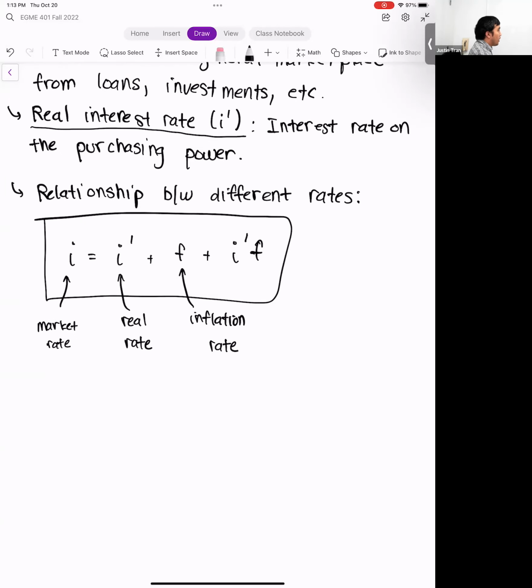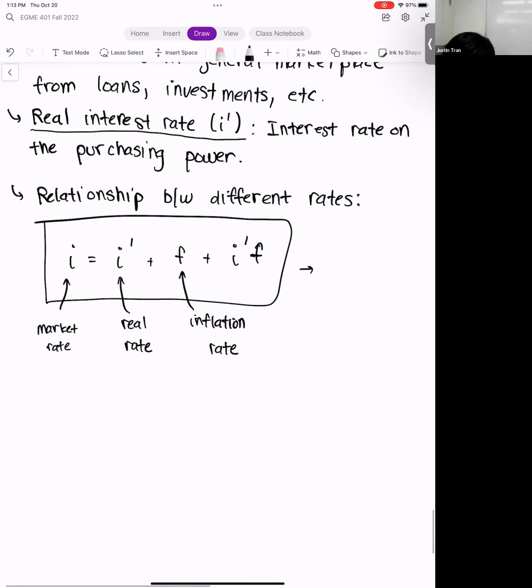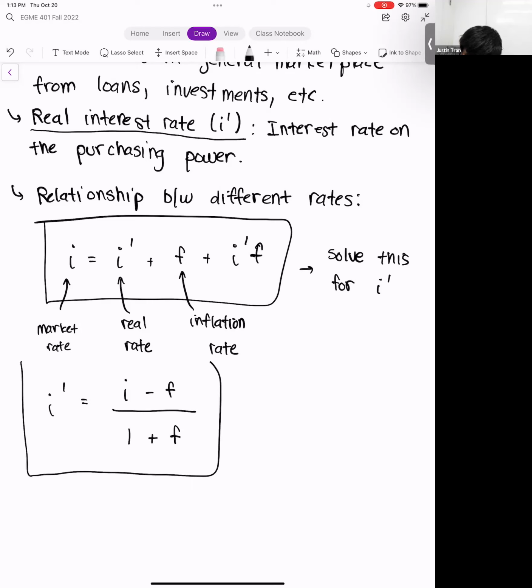Oftentimes, when you're working with real numbers, you're going to be given the market rate and the inflation rate, and you're going to use this formula to compute the real interest rate. So let's solve this equation for I prime. I'm going to move the inflation rate to the other side. So we have I prime is equal to I minus F, divided by 1 plus F. That second formula is the same as the first one, but I've just rearranged it to solve for the real rate.